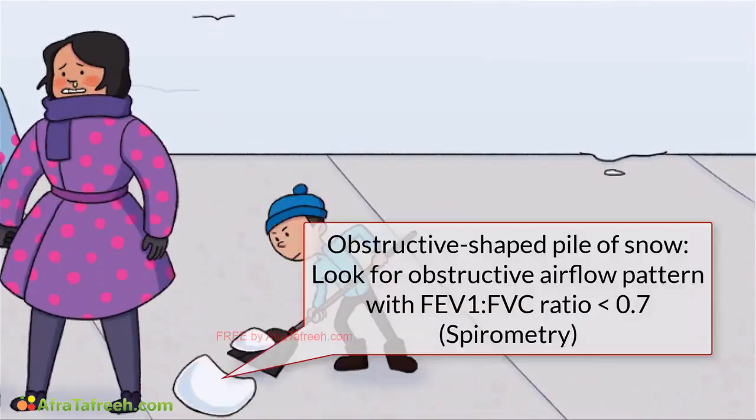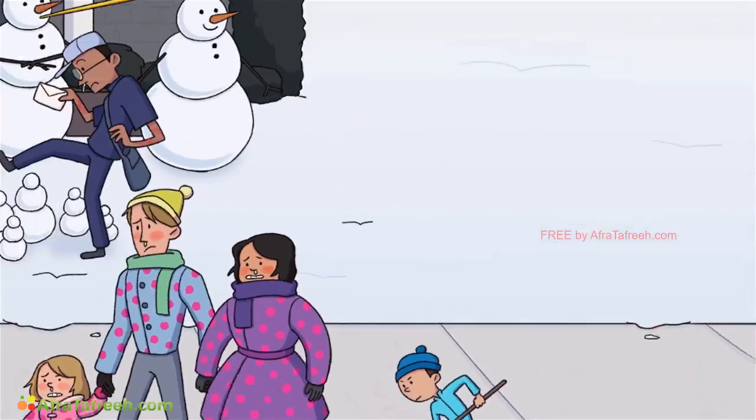As you know, asthma is an obstructive lung disease, which means the classic spirometry findings common to all obstructive lung diseases will also be true for patients with asthma. Specifically, those findings are a characteristic scooped airflow pattern and an FEV1 to FVC ratio of less than 0.7.